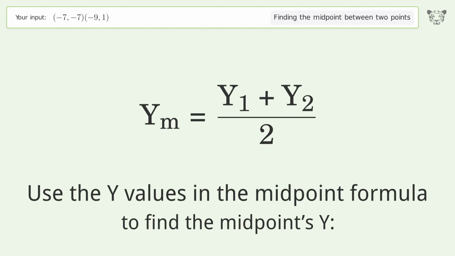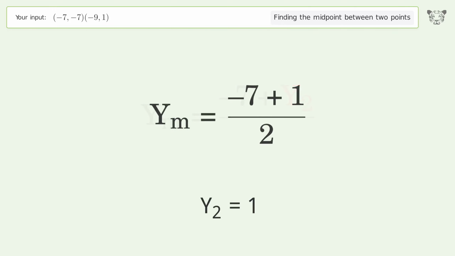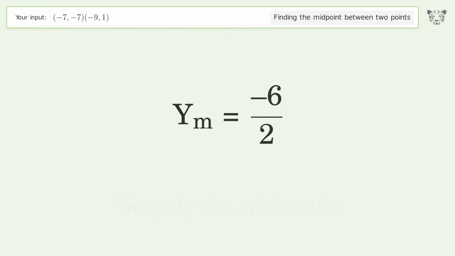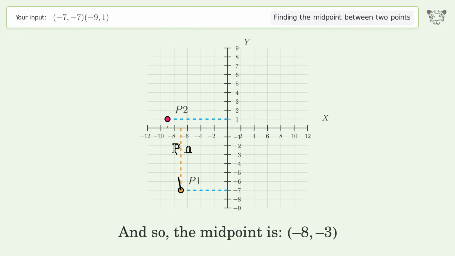Use the y values in the midpoint formula to find the midpoint's y. y1 equals -7. y2 equals 1. Simplify the arithmetic. And so, the midpoint is -8, -3.